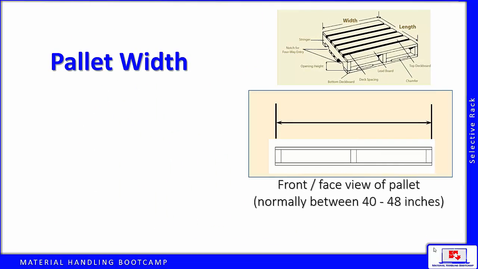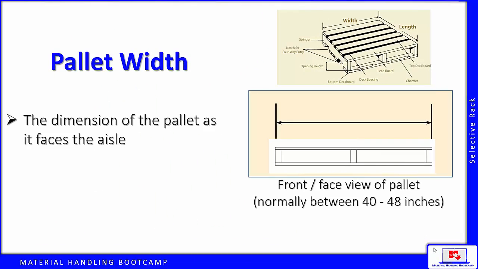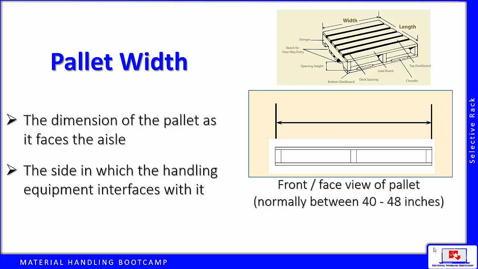Pallet width is the front face of the pallet. It is the dimension of the pallet as it faces the aisle, the side in which the forklift interfaces with it. Here we see the front face of the pallet. 40 inches wide is the most common width of a pallet.